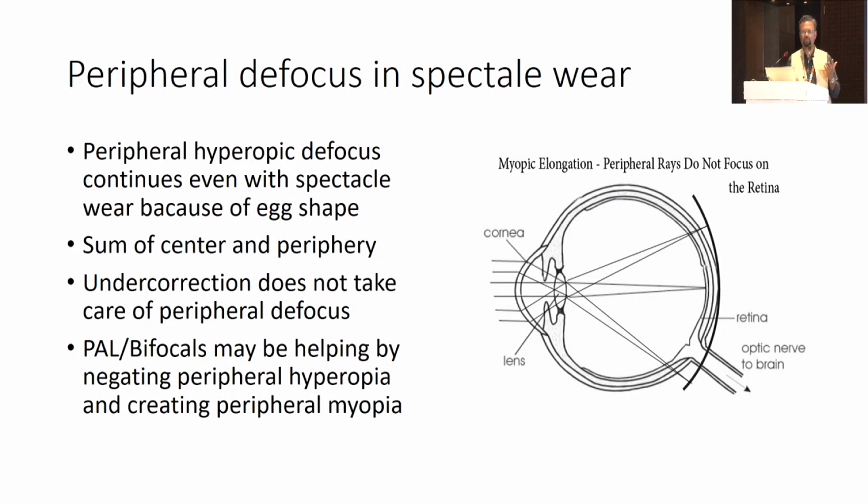So what happens in spectacle wear, where you are using your normal spectacles, you are putting a lens which is focusing the image on the fovea, but it may not be focused in the periphery. So it's the sum total of defocus. At one point there is no defocus, in the remaining part there is hyperopic defocus. So the sum total is hyperopic defocus, that is enough to cause the elongation of the eyeball.